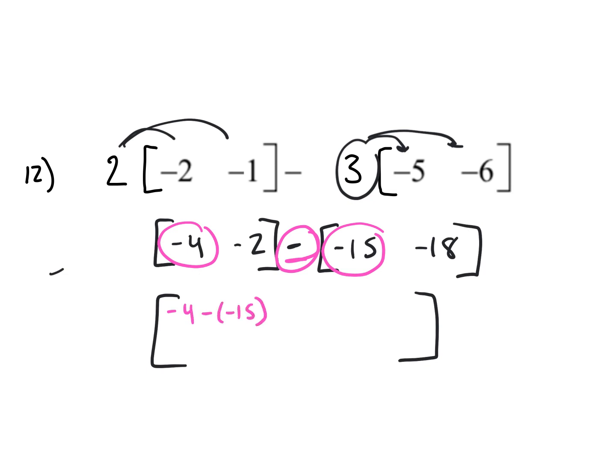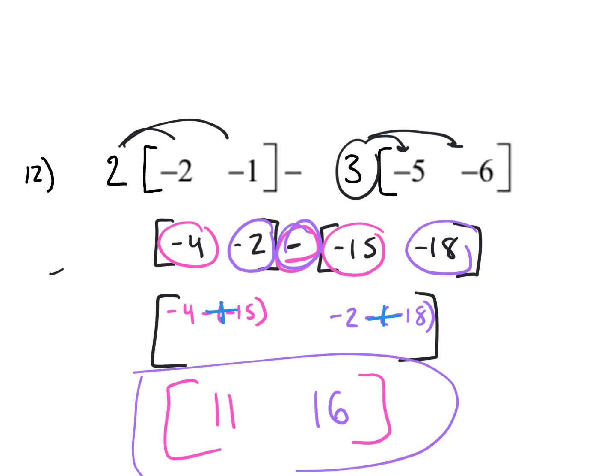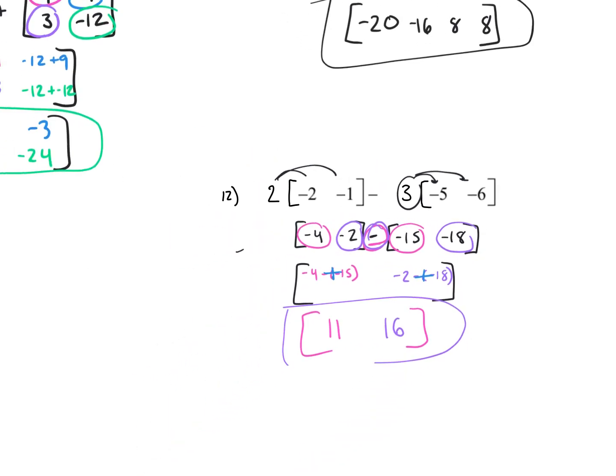What happens when you have minus a negative? It turns to positive. So what's negative 4 plus 15? Positive 11. 15's bigger. Next, we have negative 2 minus negative 18. So this becomes a plus. So negative 2 plus 18 is 16. Awesome. So this is our answer. And that's the homework.